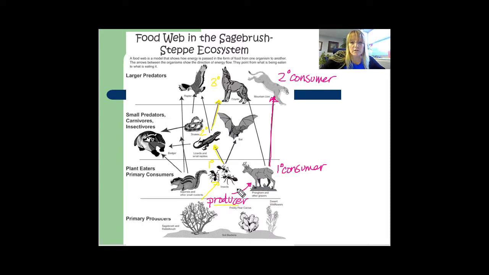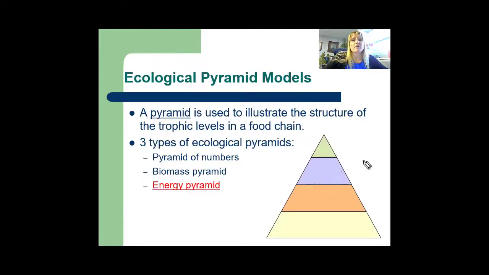So if you go back to this original one we talked about with the cougar, you have the same producer, you have the same primary consumer, and in this case, when the coyote consumes the mule deer or the pronghorn, it represents a secondary consumer. So the same organism can represent a variety of different trophic levels in any given ecosystem, and this is why food webs get so complex, but they're a much more accurate representation of what's going on in an ecosystem.